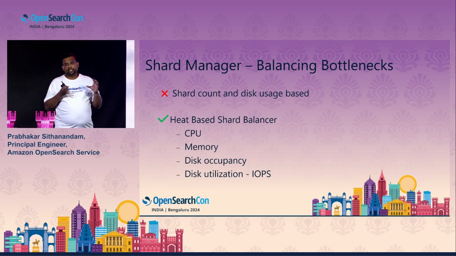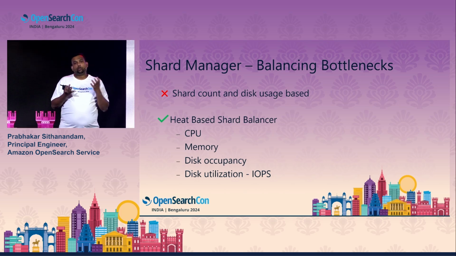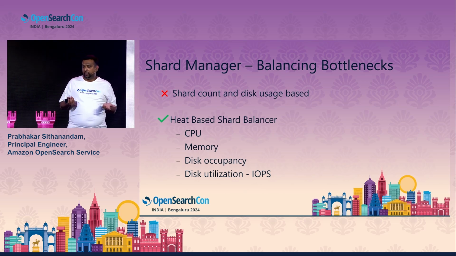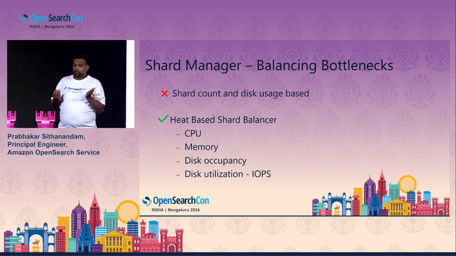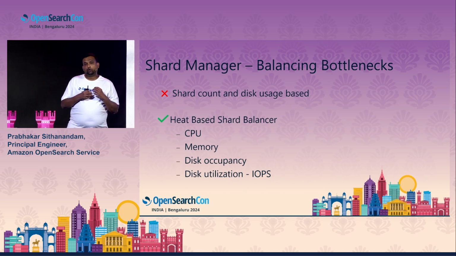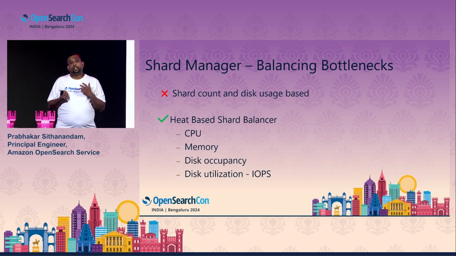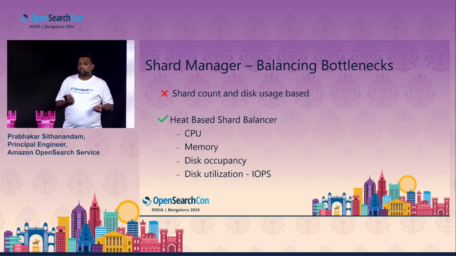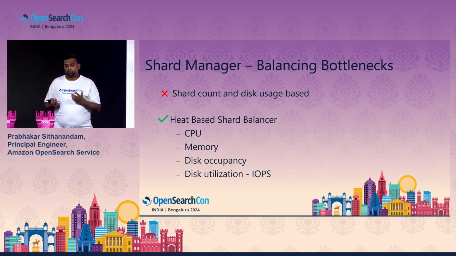These big shards can end up in the same nodes, and those shards become the hot shards, and it impacts your search latency. To avoid this problem, we are working on a shard balancer, which looks into the heat of the system, the heat of the shard. The heat of the shard is primarily based on 4 factors. The 4 factors are the CPU utilization, the memory utilization, the disk occupancy, and the disk IOPS.